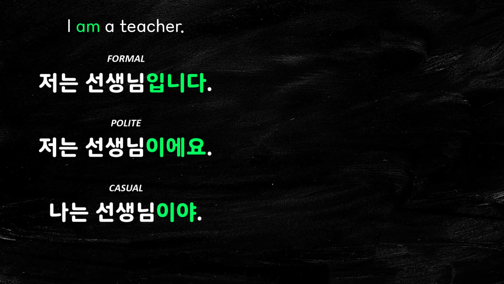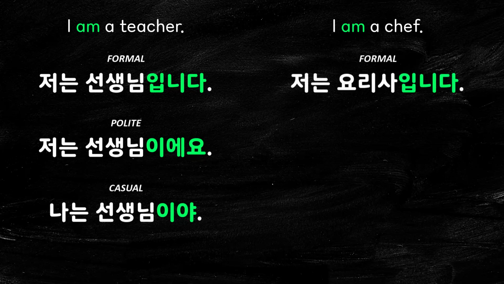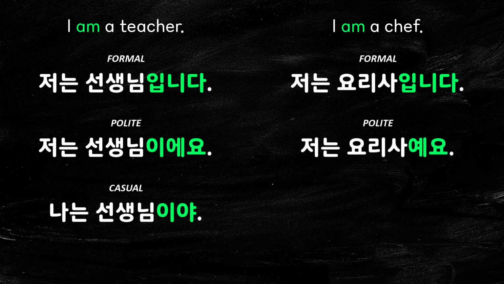However, the polite and casual forms change depending on the noun they're used with. Here are three sentences that mean I am a chef. 저는 요리사입니다. 저는 요리사예요. 나는 요리사야. So for 요리사, the formal form is the same, but the polite and casual forms are 예요 and 야.